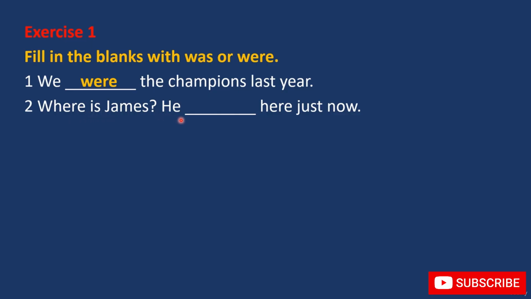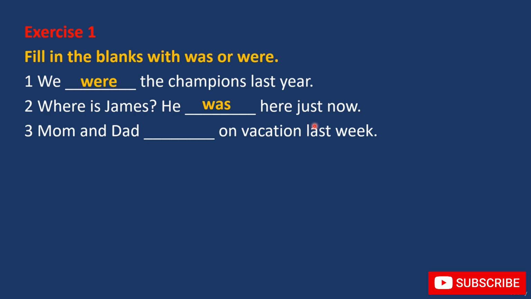Where is James? He ___ here just now. He was here or he were here? Excellent. He was here just now. Mom and Dad ___ on vacation last week. Mom and Dad was or were on vacation? This is plural. So I have to say Mom and Dad were on vacation last week. Excellent.